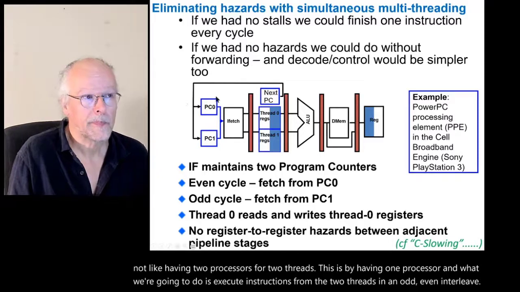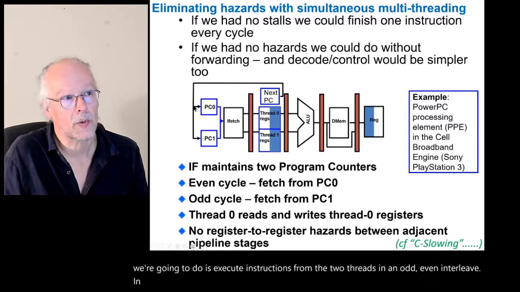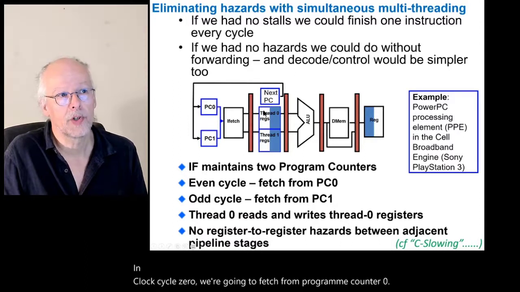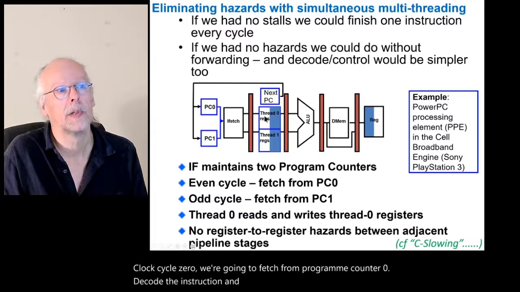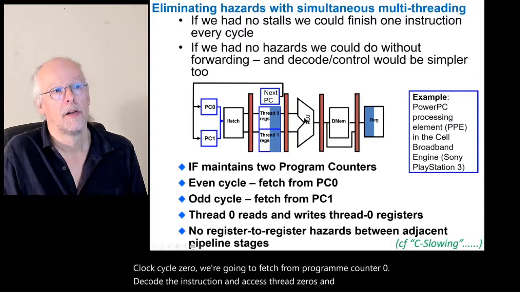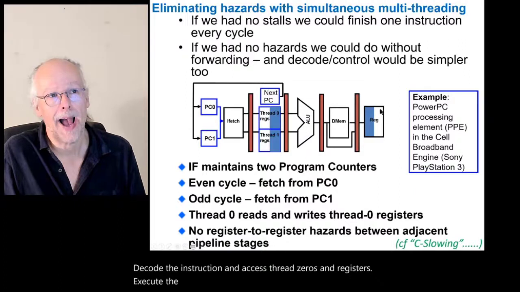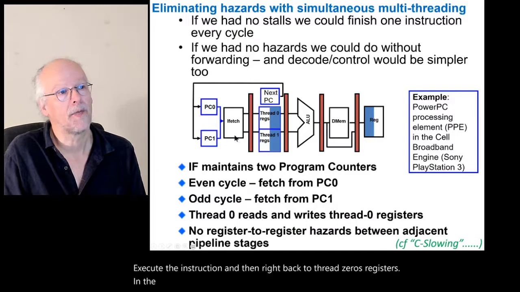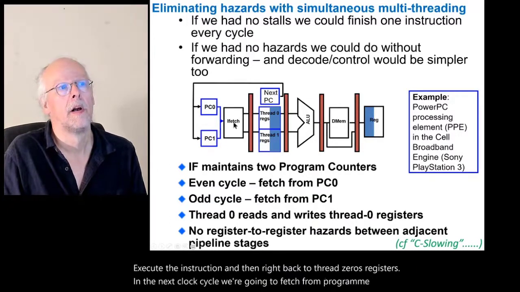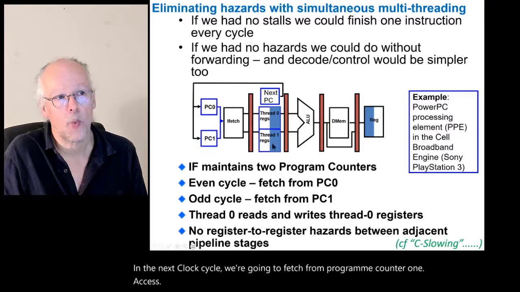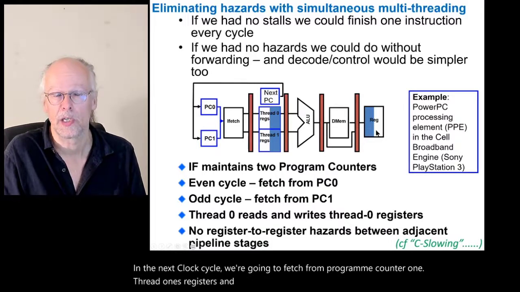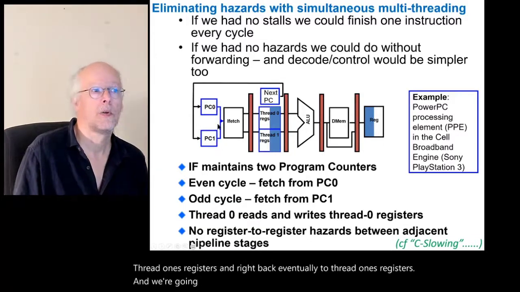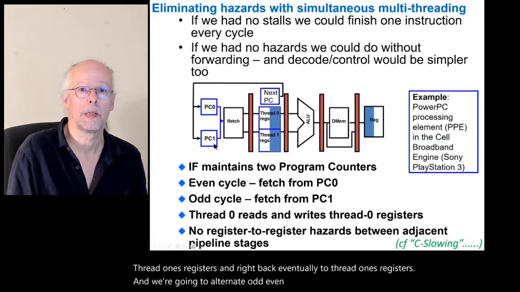So in clock cycle 0, we're going to fetch from program counter 0, decode the instruction and access thread 0's registers, execute the instruction, and then write back to thread 0's registers. In the next clock cycle, we're going to fetch from program counter 1, access thread 1's registers, and write back eventually to thread 1's registers. And we're going to alternate odd even between PC0 and PC1.